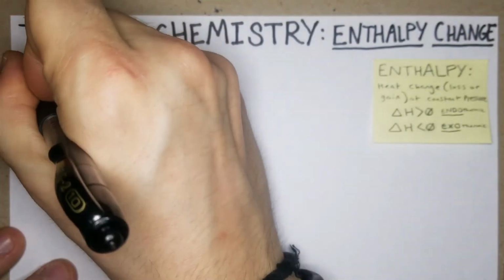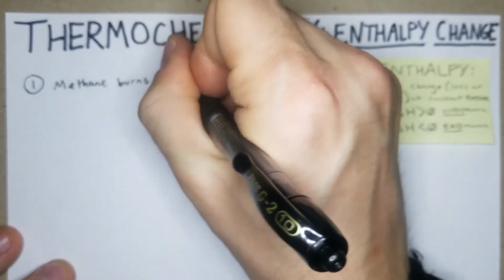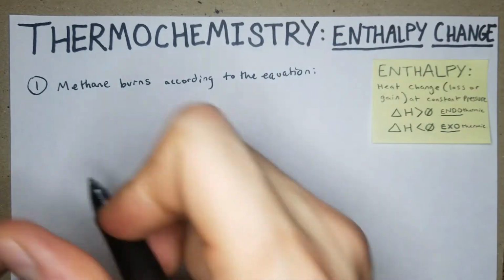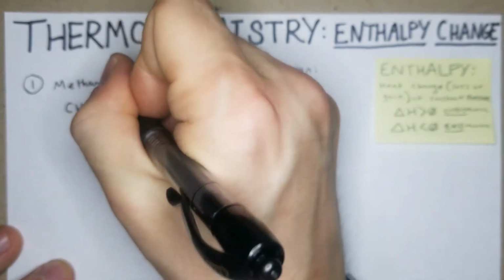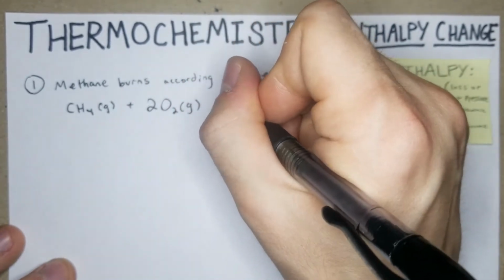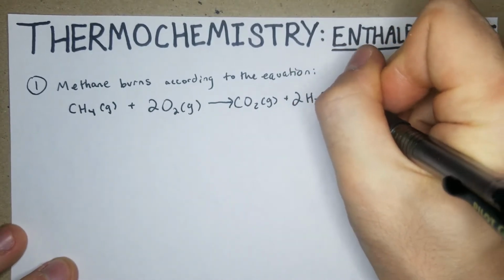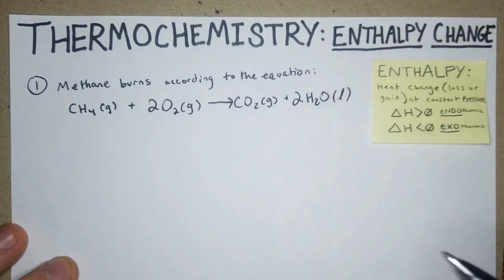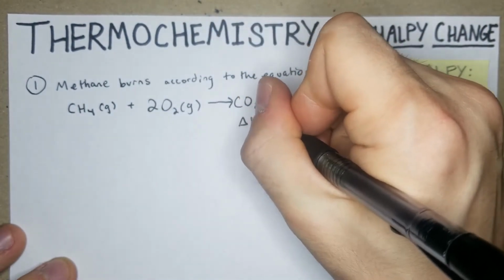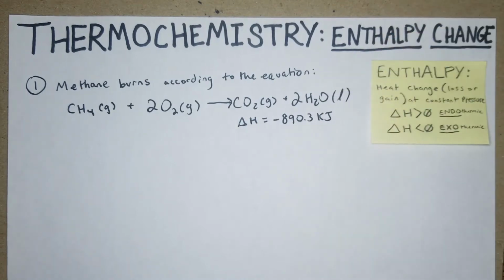So here we go. Number 1. We have methane burns according to the equation: CH4 gas plus 2 O2 gas yields CO2 gas plus 2 H2O liquid. And then we're given delta H equal to negative 890.3 kilojoules for this reaction. So let's see where this takes us.